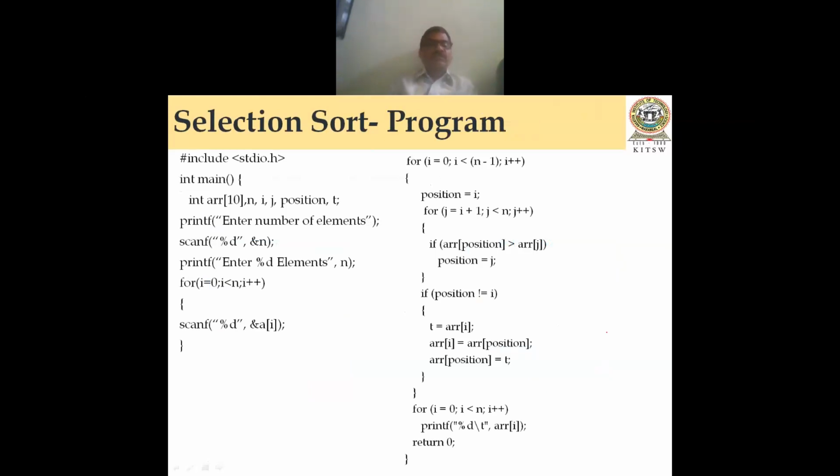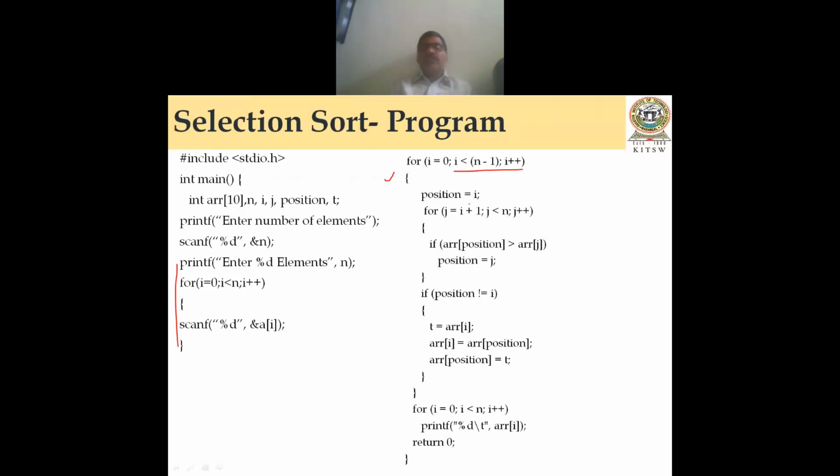So a single element itself is a sorted element. So this is a program for selection sort. We are reading the elements. This part is the same for any sorting technique. And then we take the ith location, for i equal to 0, i less than n minus 1, i plus plus, because we have n elements, so n minus 1 passes are required to sort this. The outer loop is always similar to the bubble sort technique.